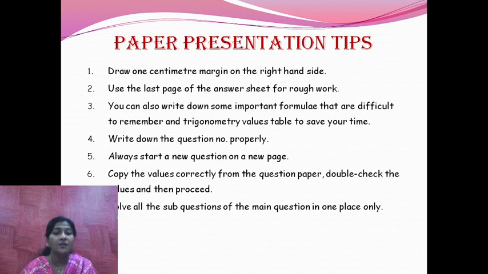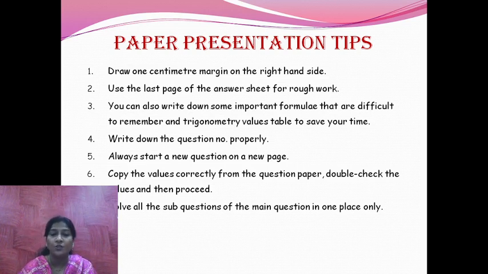Then next is copy the values correctly from the question paper, double check the values and then proceed. See students, whatever numericals are given over there, while copying down that from the question paper to your answer sheet, be attentive. Don't mistake in doing that. This is not a silly mistake, student, this is a very big mistake. If instead of 53 you are writing 35, that is a very big mistake which will cost you. So be attentive while writing the numbers from the question paper on the answer sheet.